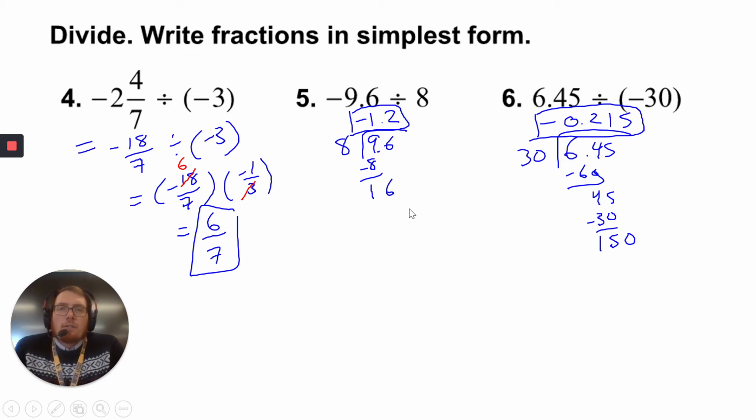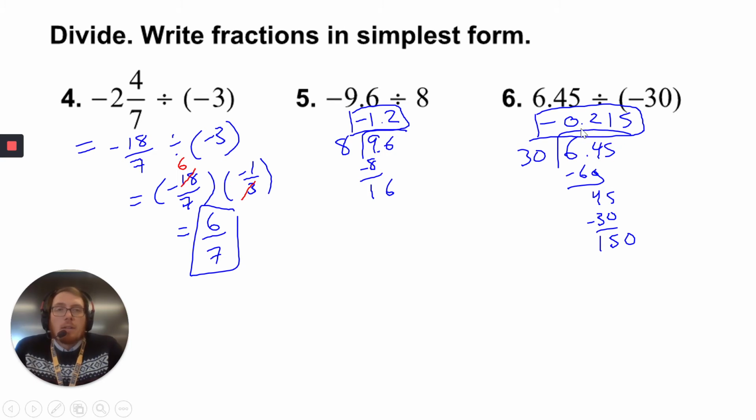For division of decimals, remember the first number goes on the inside, second number goes on the outside. It doesn't matter which one's larger. So a lot of times students get themselves confused with that. Remember, first number goes on the inside, second number goes on the outside. I move decimal points based upon the second number, so I don't have to move it over. I divide out, I get 1.2, but remember the answer is negative 1.2 for that situation.